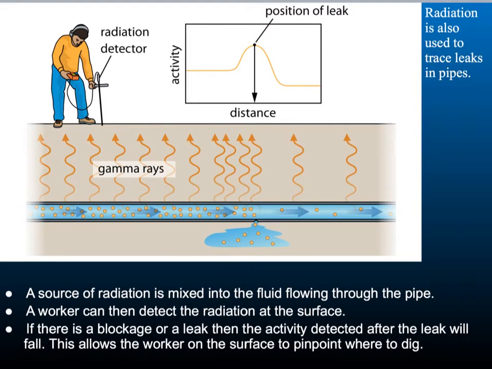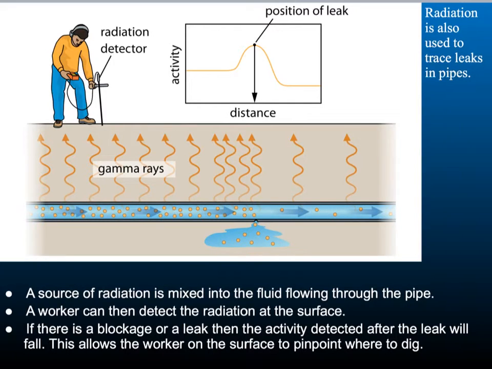We have already looked into some of the uses of ionizing radiation. You may remember that a source of alpha radiation is used in smoke alarms. When smoke enters the alarm, it stops the alpha particles ionizing the air. This leads to a drop in current and the alarm sounds.